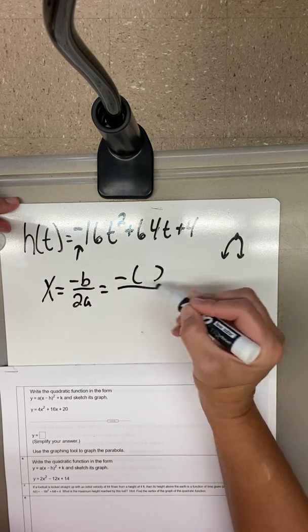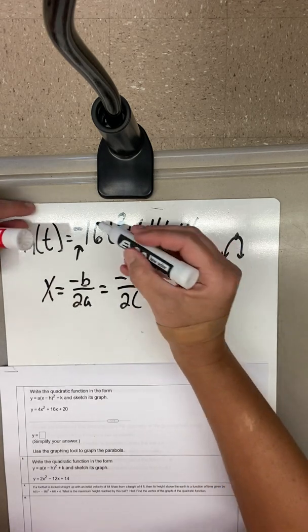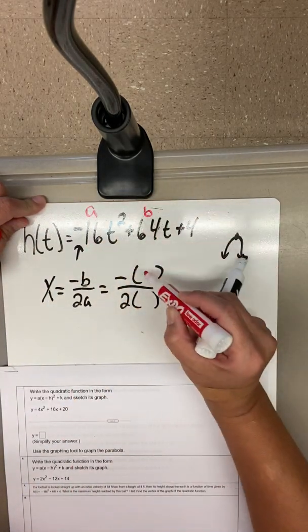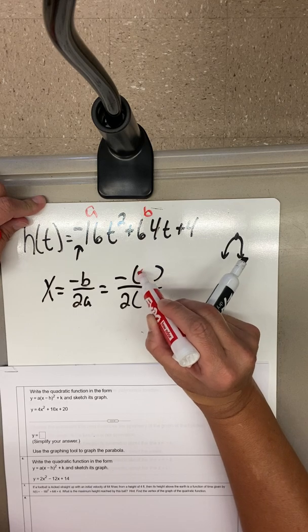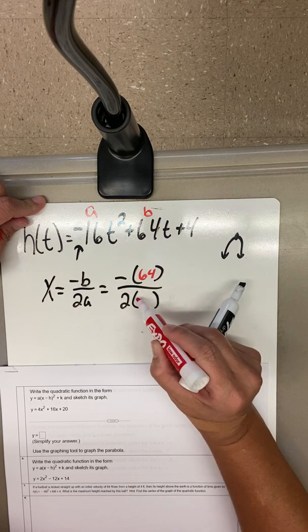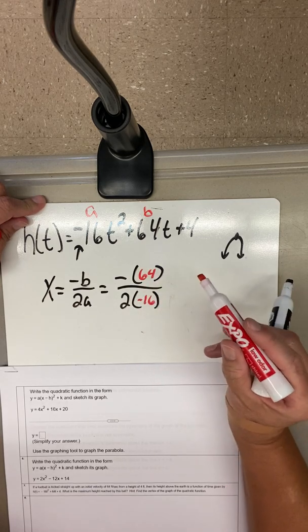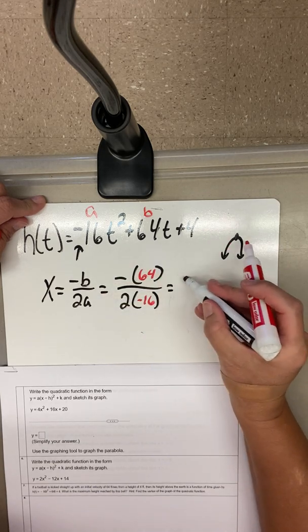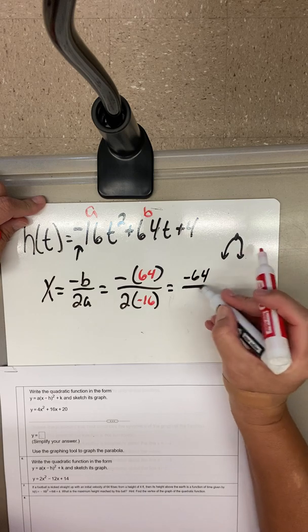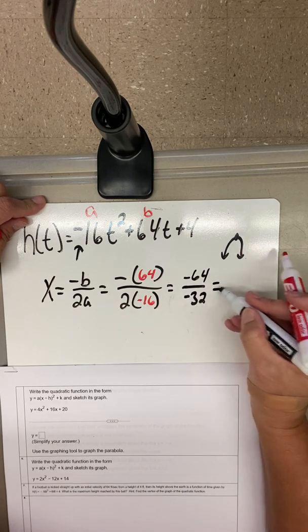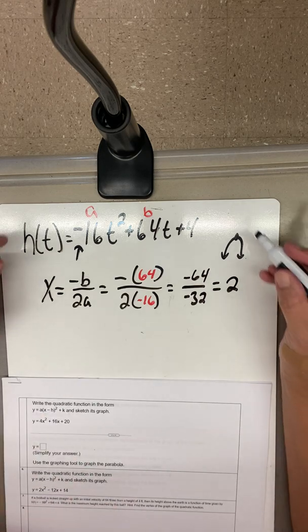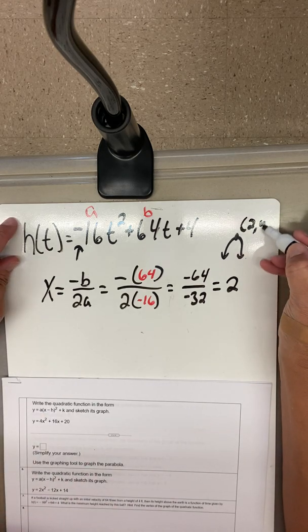Negative of whatever b is over 2 times a. A is negative 16. B is 64. So negative of b, negative of 64 over 2 times a, 2 times negative 16. Type that in the calculator, okay? So I get negative 64 over negative 32, which makes a positive 2. So I know the x value of the vertex. So this is going to be 2 and some y.